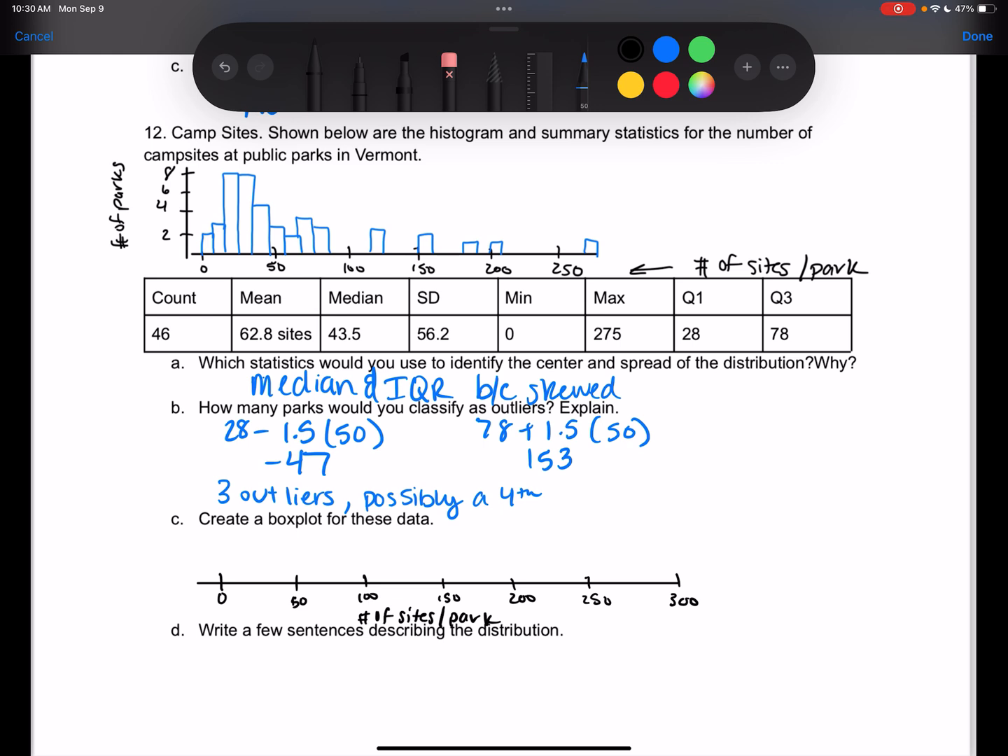All right, so our minimum is 0. So I put a line at 0. That's going to be coming off my first little whisker. My Q1 is 28.